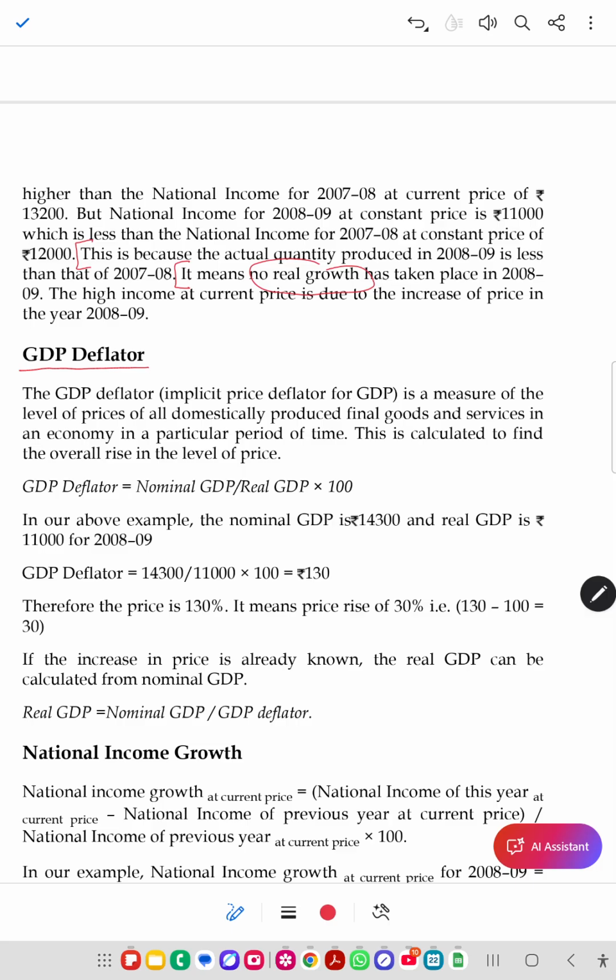GDP deflator. GDP deflator, or implicit price deflator for GDP, is a measure of the levels of prices of all domestically produced final goods and services in an economy in a particular period of time. This is calculated to find the overall rise in the level of price. GDP deflator is nominal GDP divided by real GDP into 100. Real GDP is equal to nominal GDP divided by GDP deflator.